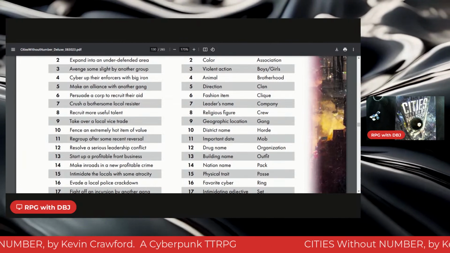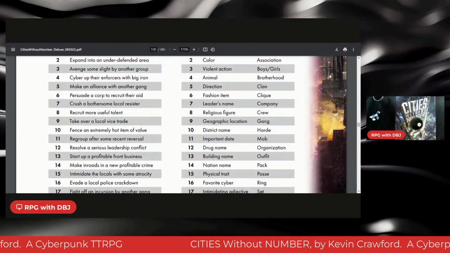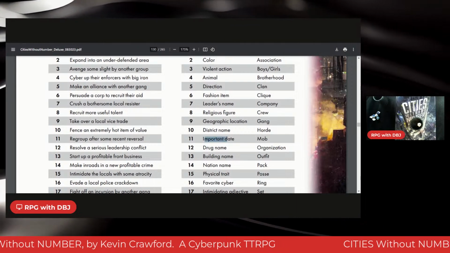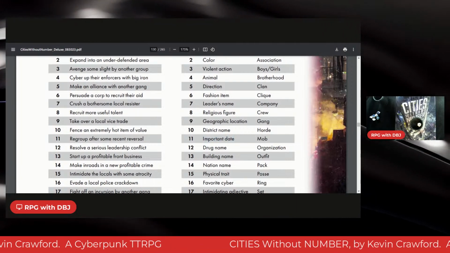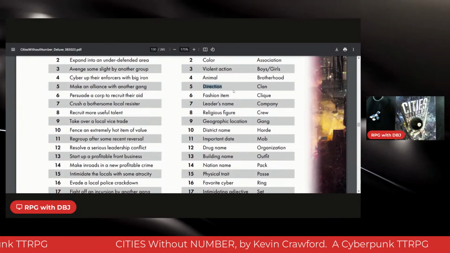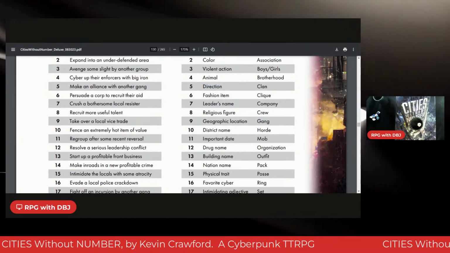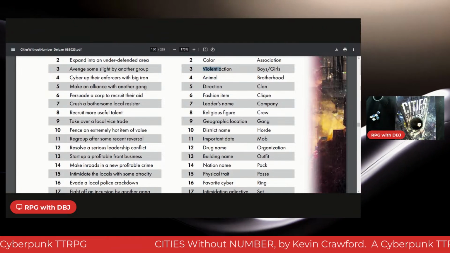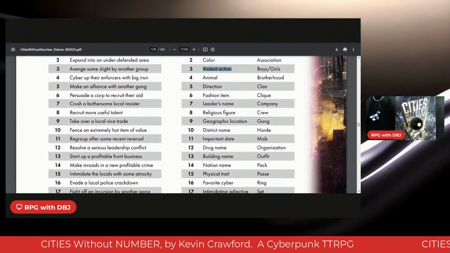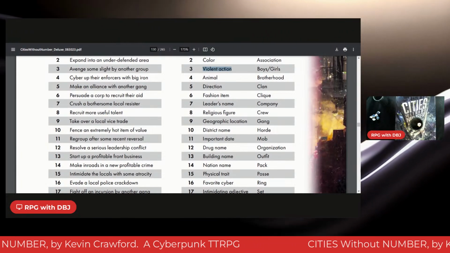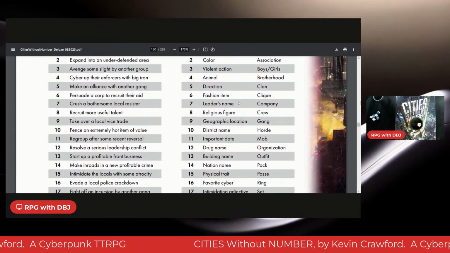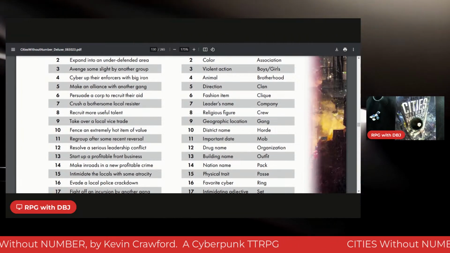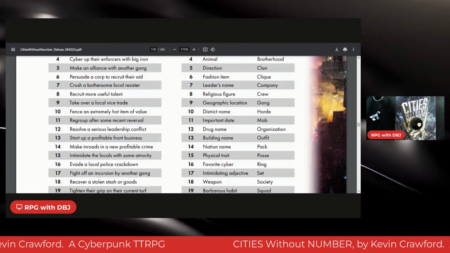Religious figure and gang. Important date and mob. I guess you could say something. Important date could be like January, or direction could be the north. Animal could be tiger. The Tiger Boys. Let's see, what's a violent action? The Smack Pack. I think you could have gotten a little bit more specific with that, but it's still fun. And mind you, it's a multi-table, right? You can keep rolling on it over and over again, getting different results.